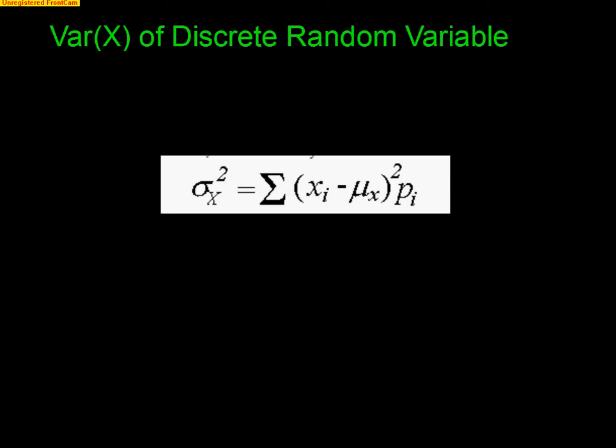Now let's look at the variance of a discrete random variable, and here's how it's defined. What this says is that the variance is equal to the sum of each of the xi's, which is basically 0, 1, 2, 3, etc., minus the mean, squared, times the probability that that event is going to occur. Okay, let's take a look at this so we can figure this out a little bit.